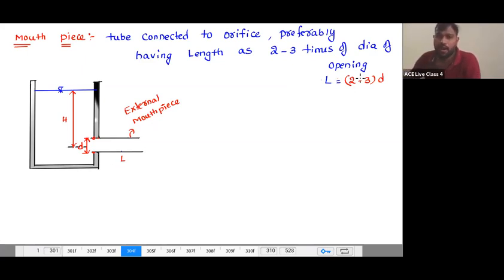Now, what happens in the case of the mouthpiece? See, whatever I said over there, everything again I am repeating. Please listen.